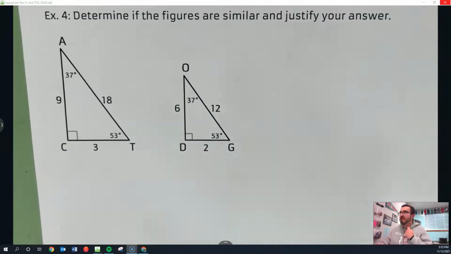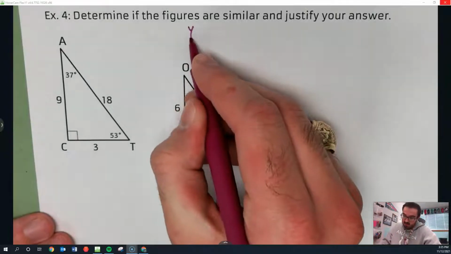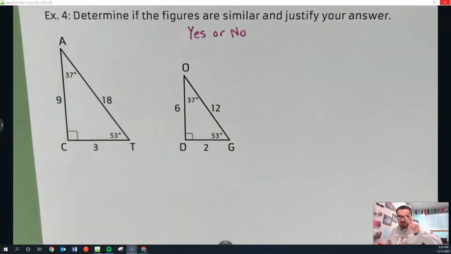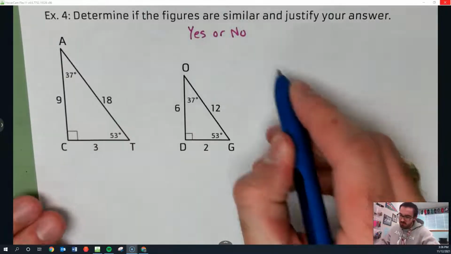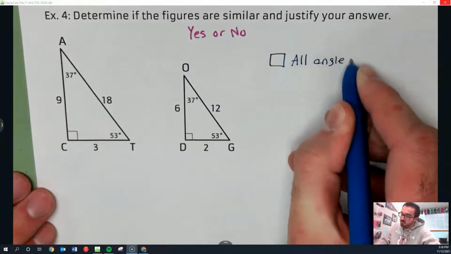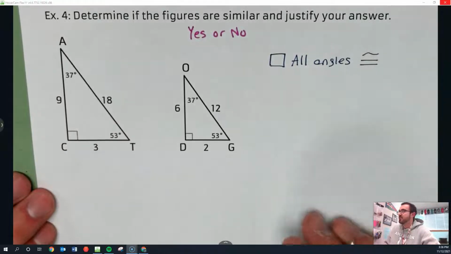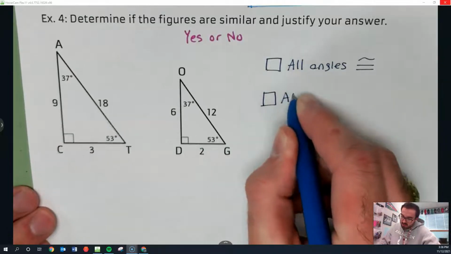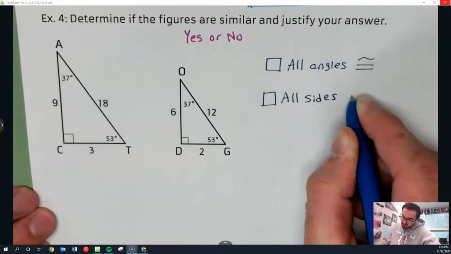Determine if the figures are similar and justify your answer. So basically, we are determining if they are similar. So it's going to be like yes or no. Yes, they're similar, or no, they're not similar. So our answer is going to be either yes or no. What are the two criteria for figures to be similar? Criteria number 1, all angles must be congruent. That's the symbol for congruent. They all must be the same, corresponding angles. All sides proportional.